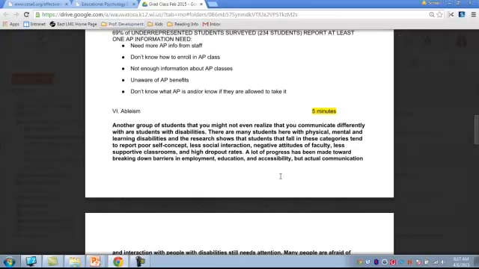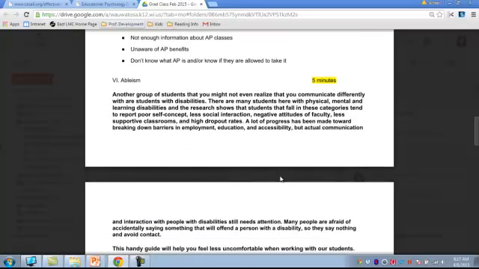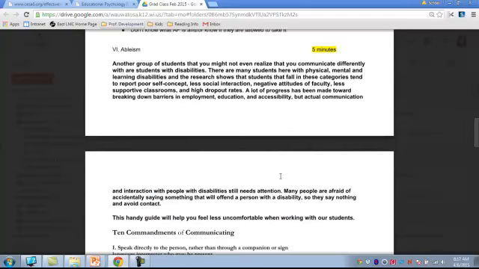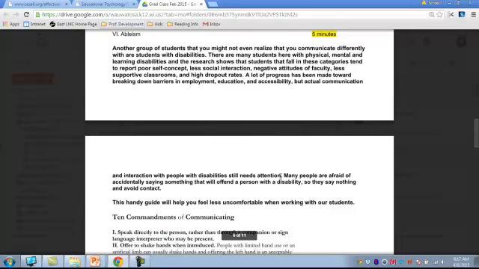These kids tend to have higher dropout rates, poor self-concept, negative attitudes, and the faculty that they deal with are less supportive in their classrooms. So again, as a counselor, specialist, social worker, or librarian, you can help break down these barriers. You can interact with people.